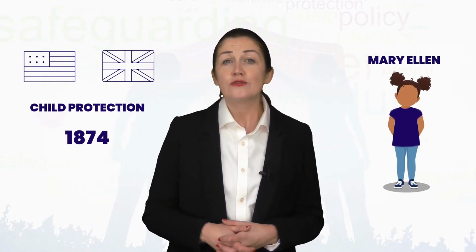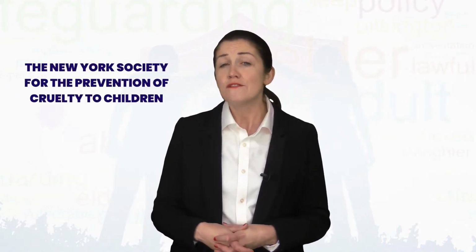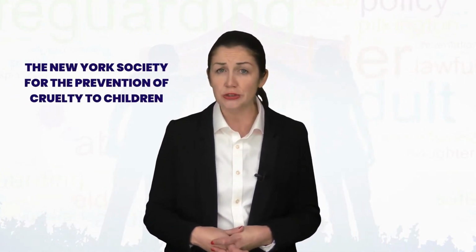A turning point in USA and UK child protection came in 1874 with the case of Mary Ellen from New York City. Due to the lack of laws defining child cruelty, the 10-year-old child was subjected to horrendous treatment by her guardians despite being under the charge of the local Department of Charities. This was the first documented child abuse case and directly led to the formation of the New York Society for the Prevention of Cruelty to Children.